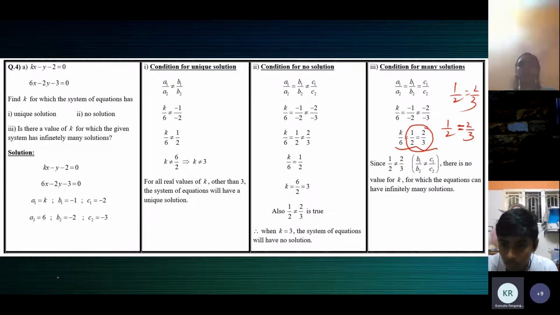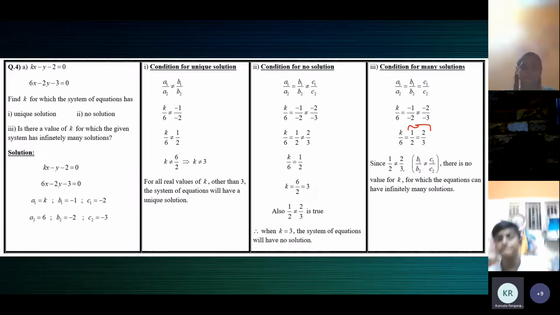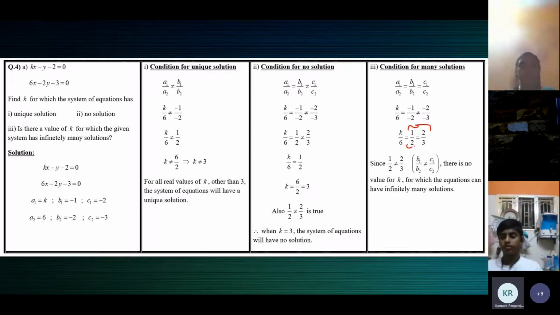The condition is a1 by a2 equal to b1 by b2 equal to c1 by c2. On putting the values of a1, a2, b1, b2, c1, c2, we get this. Half is equal to 2 by 3? No, half is not equal to 2 by 3. So what is happening here? b1 by b2 is not equal to c1 by c2.